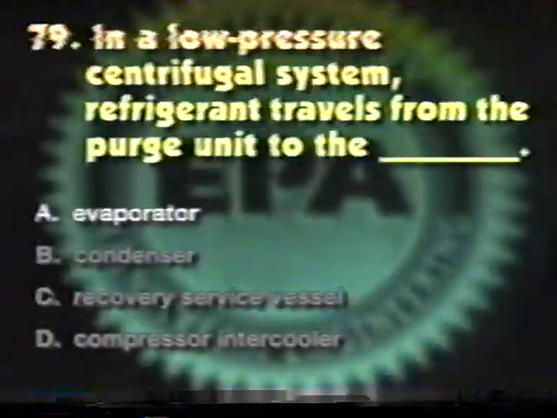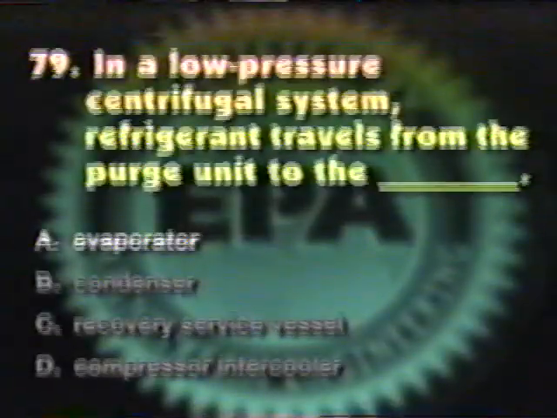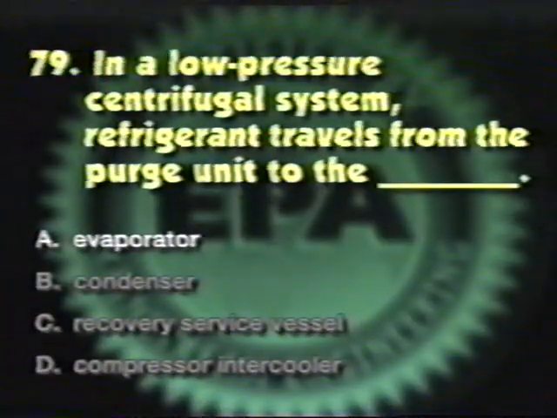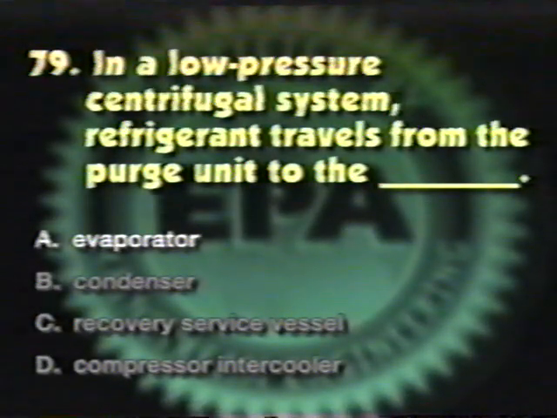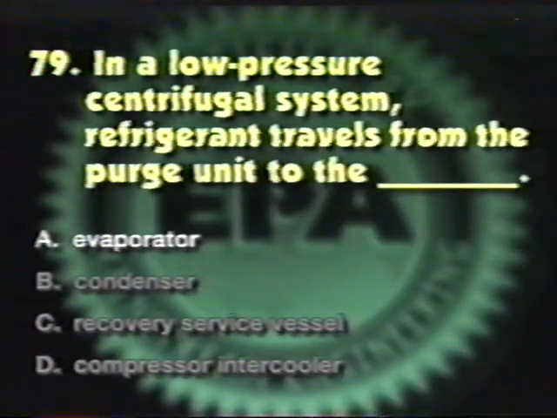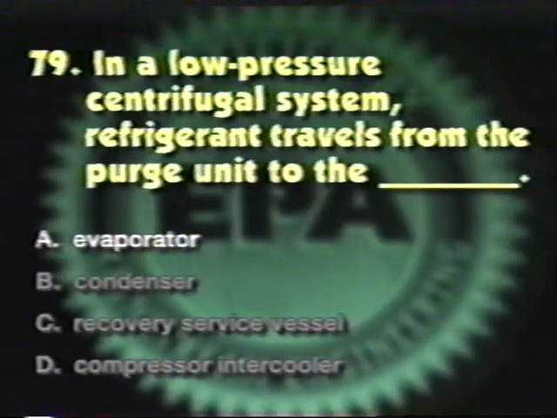The answer is A. Refrigerant travels from the purge unit to the evaporator in a low-pressure centrifugal system. A purge unit removes vapor from the top of the condenser. The vapor is cooled by the purge unit so that the refrigerant condenses. The non-condensable gas that will not condense is purged or dumped, and the liquid refrigerant that remains is returned to the evaporator.